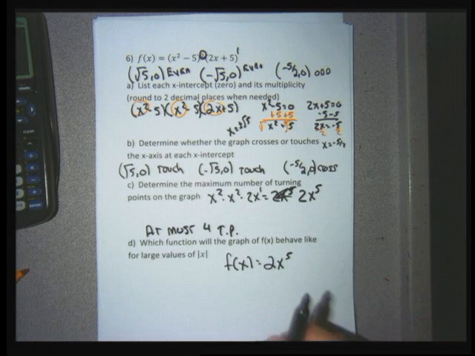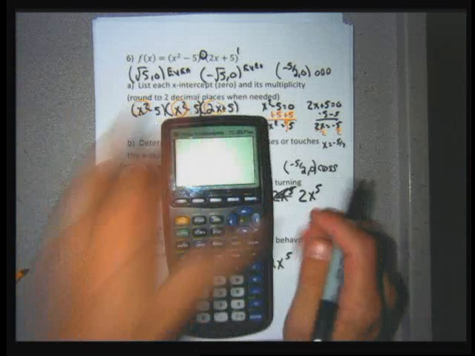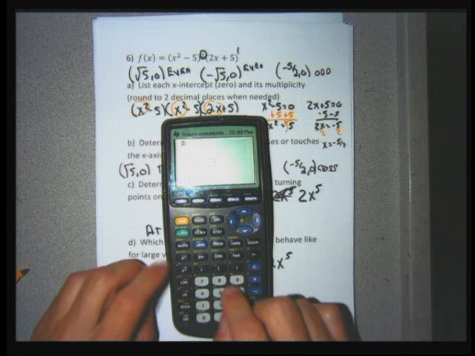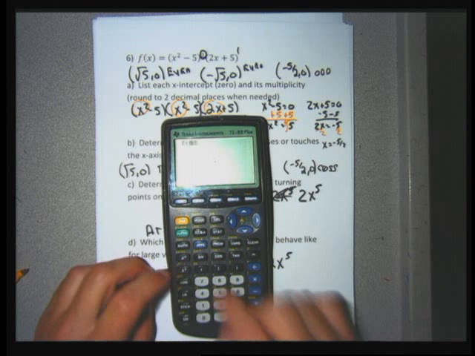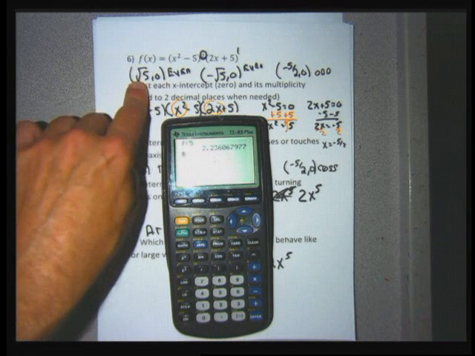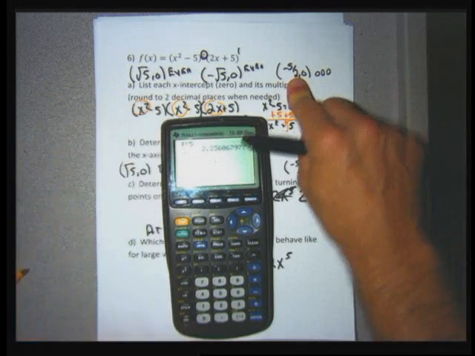Okay, when I get into the graphing, I probably need to know what the square root of 5 is, so I know where to find those numbers. Let me do this. Square root of 5 is 2.23. This is kind of unfortunate that I'm going to have x-intercepts at positive 2.23, negative 2.23, and negative 2.5.